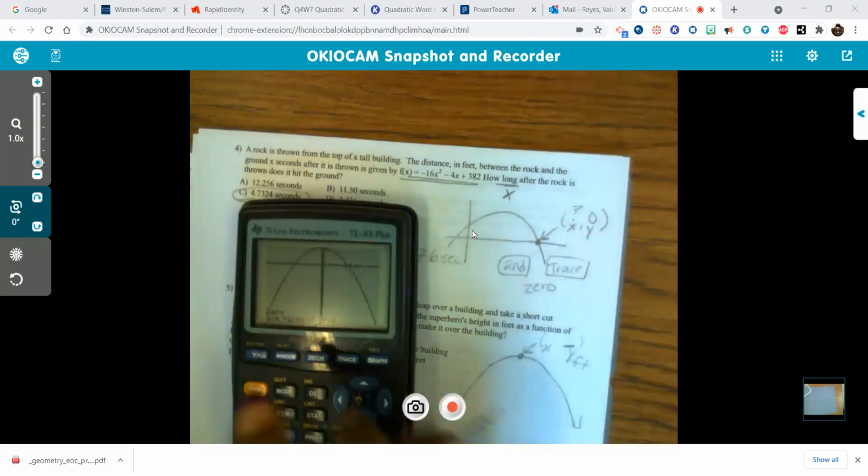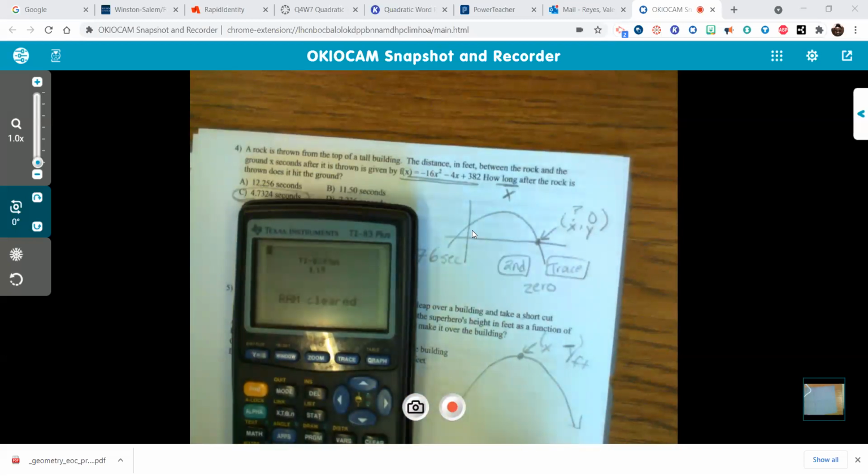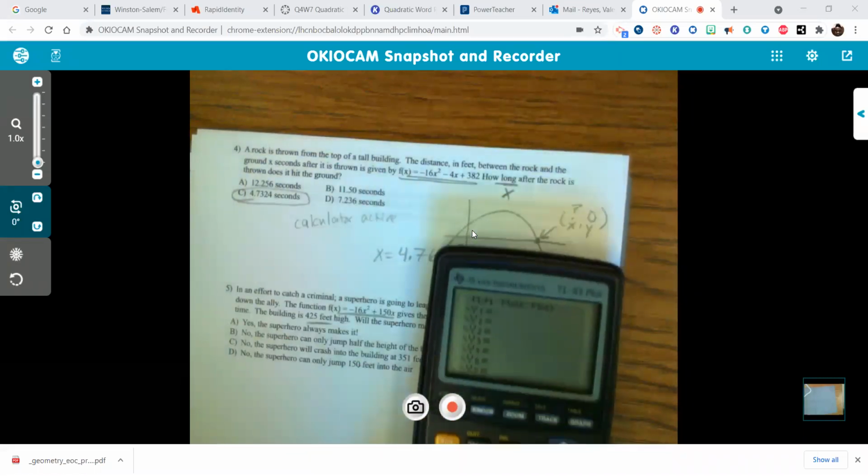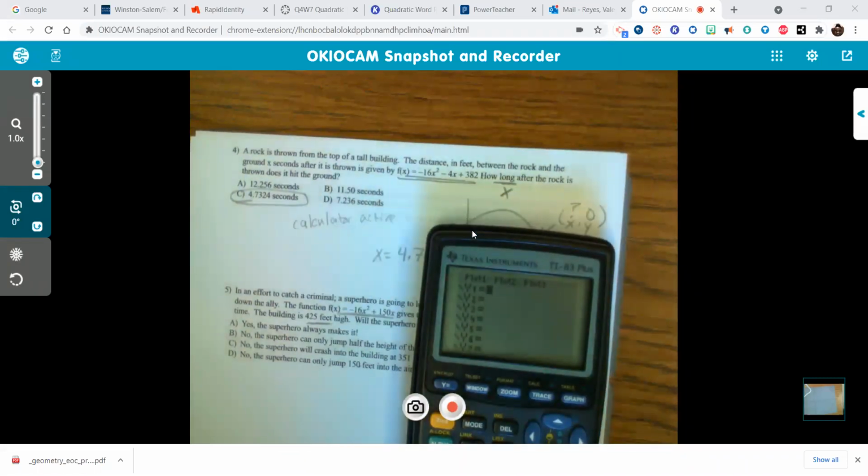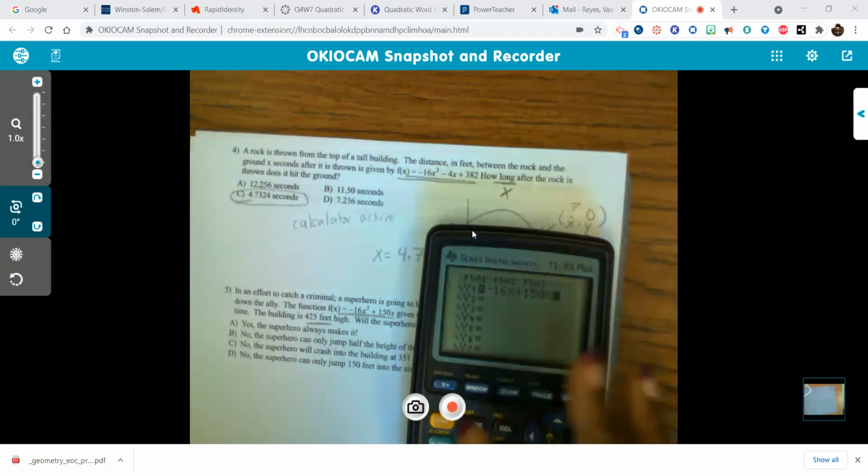So we press second plus 7, 1, 2, y equals, and we're going to type in this equation. The equation here is going to be negative 16x squared plus 150x. Okay, and there's no c. So that means this superhero is jumping from the ground.